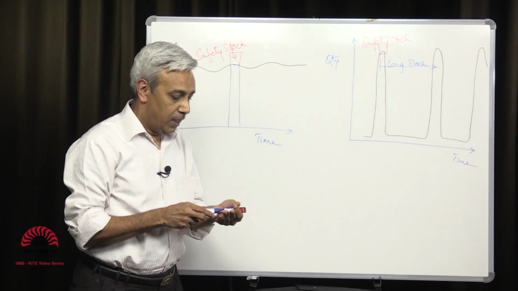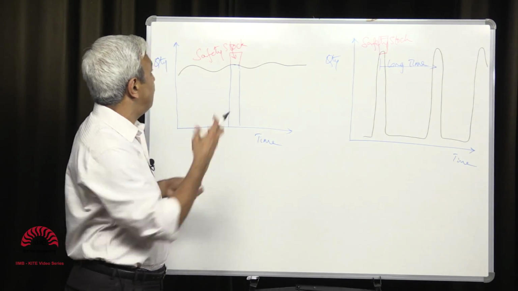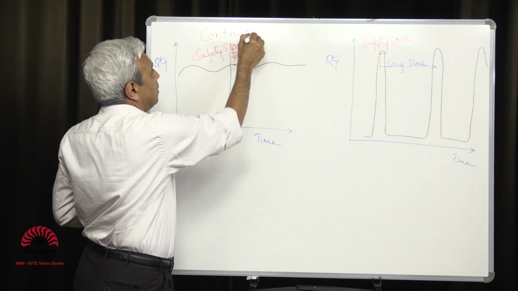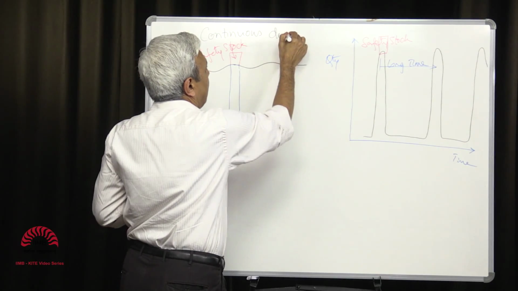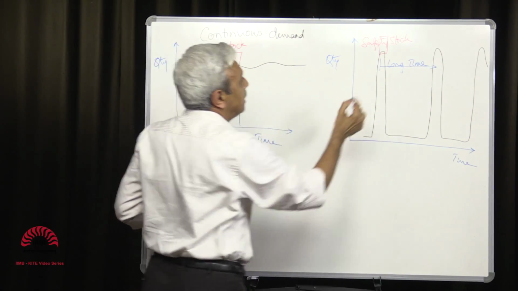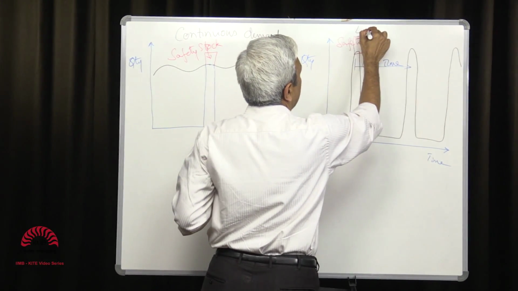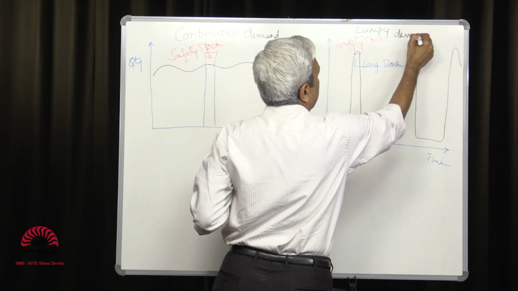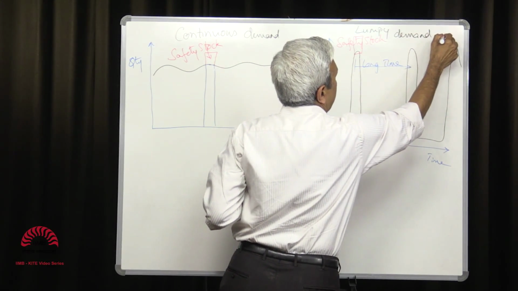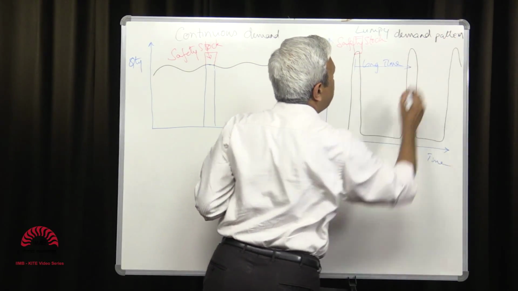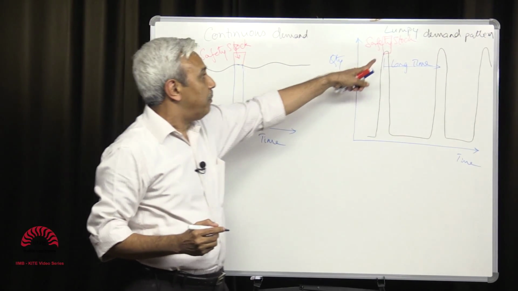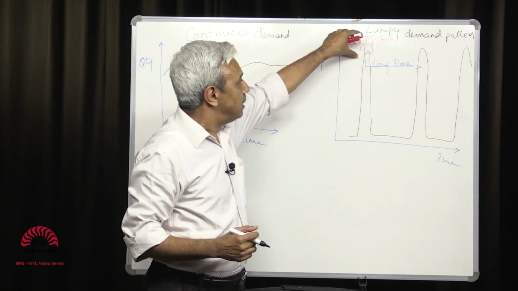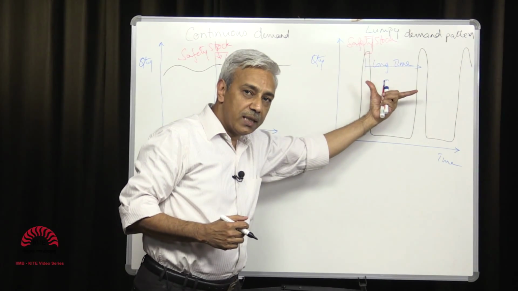Now, these demand patterns, if you look at it, here we are calling it a continuous demand pattern, whereas this is what we call a lumpy demand pattern. In the case of a lumpy demand pattern, keeping safety stock is not a good option because this quantity is kept for too long a time period.